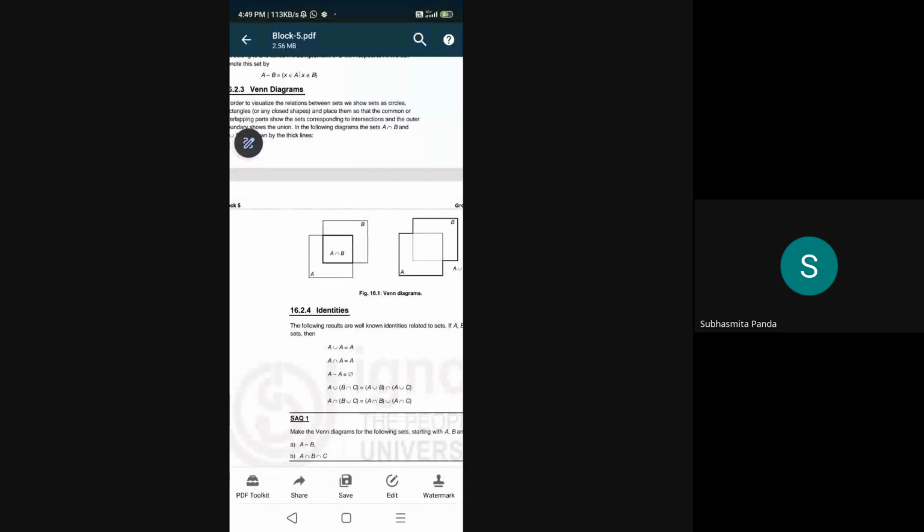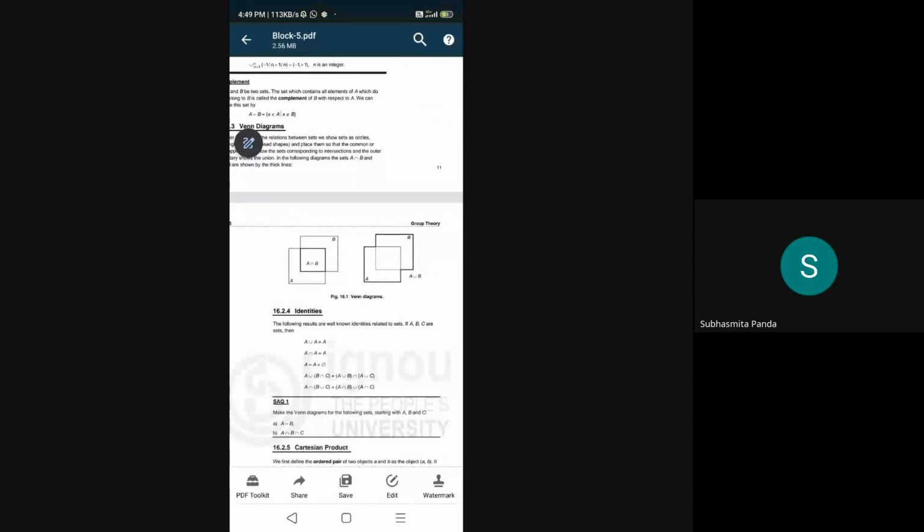And there are some identities: A union A is equal to A, A intersection A is equal to A, A minus A is equal to phi. A union (B intersection C) is equal to (A union B) intersection (A union C), and A intersection (B union C) is equal to (A intersection B) union (A intersection C).